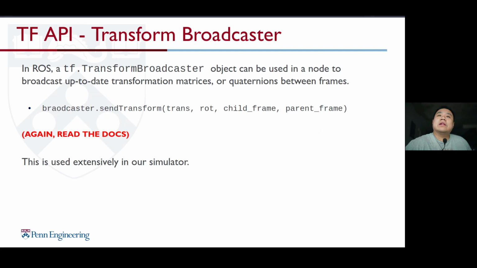And next, we have the transform broadcaster. This object can be used in a node to broadcast up-to-date transformation matrices or quaternions between frames.